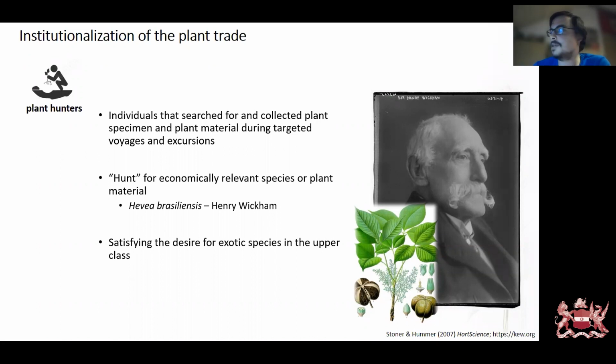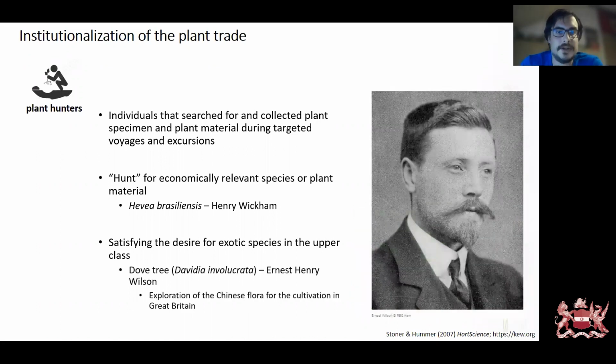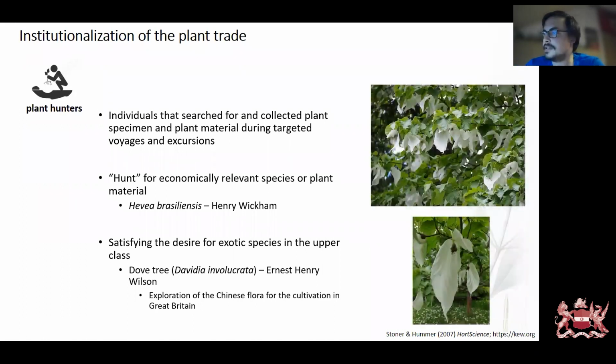Another plant hunter I want to mention was Ernest Henry Wilson, who set out to explore and research the Chinese flora for the European market. And one species we have in Europe, thanks to him, is the handkerchief or dove tree, Davidia involucrata. You probably all know it or have seen it. It's this very beautiful tree which has these two unevenly sized white bracts resembling handkerchiefs or doves, which was and still is a very famous ornamental tree in parks and gardens.